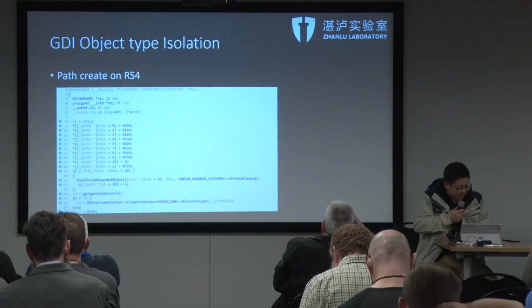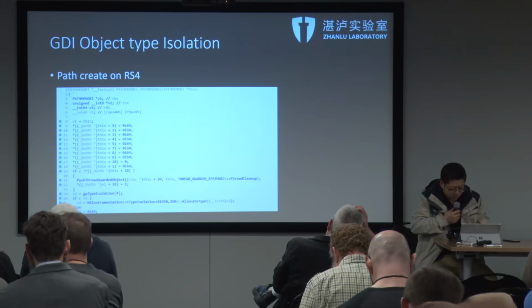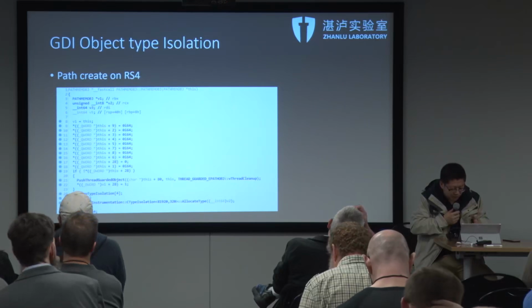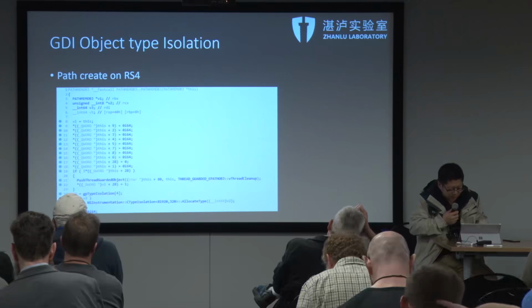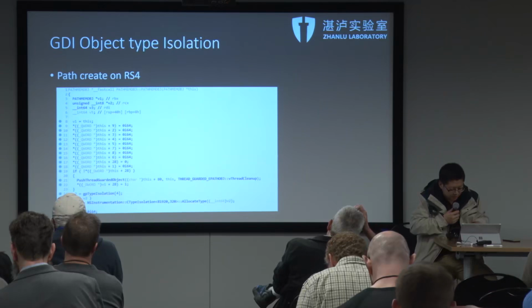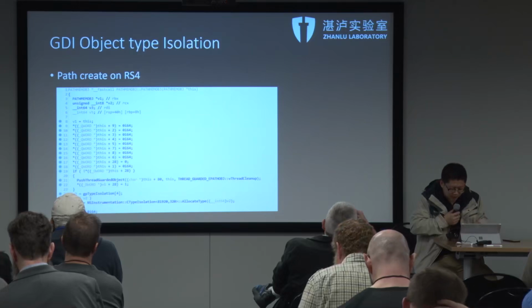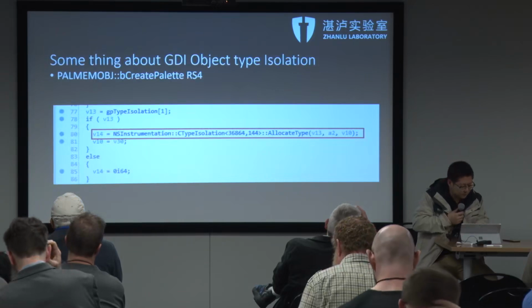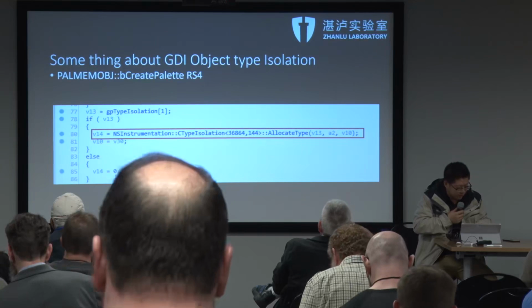This is a path object. Other GDI objects have also been implemented with the type isolation. Here's the path object, as you can see. The object is created by the type isolation. In fact, it is almost the same as the surface isolation. This is about the palette.